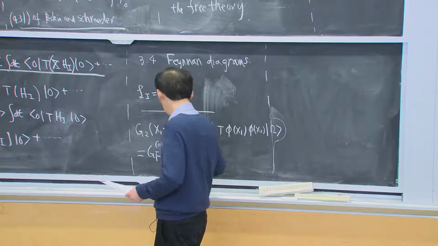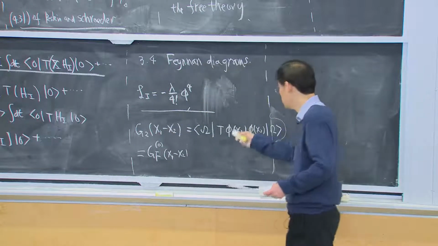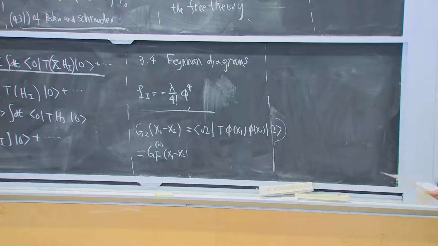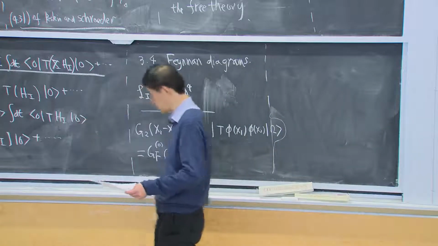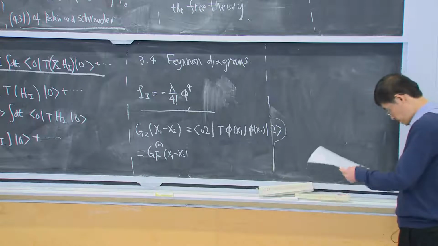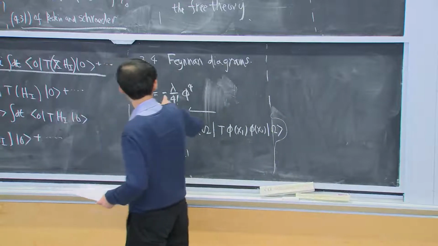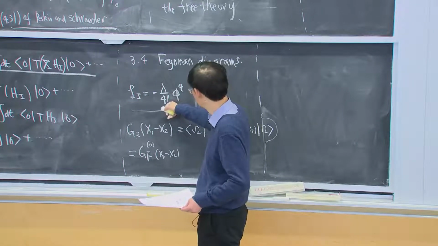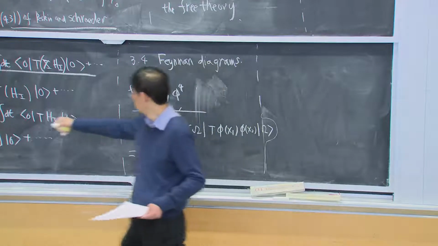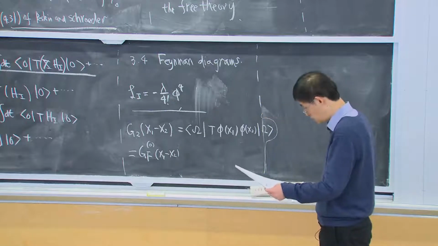By translation symmetry, it's always a function of x1 minus x2. So this does not depend on whether it's in the free theory or interacting theory. And now let's just plug in here. This is integration over a 3-dimensional space, and then combined, this becomes just a 4-dimensional space-time integral.